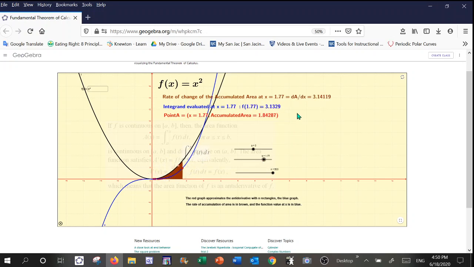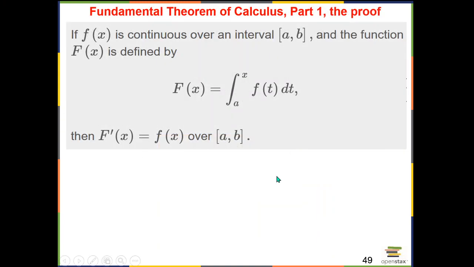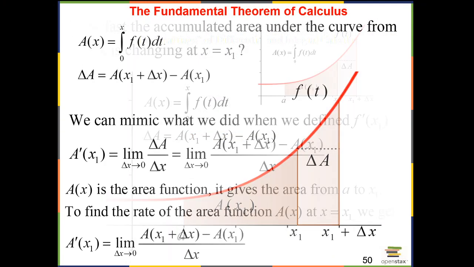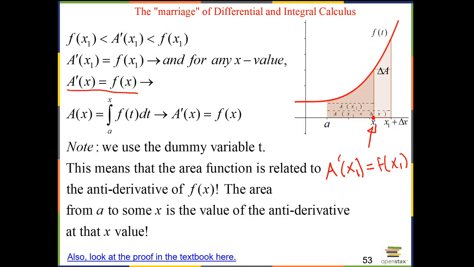You see that? The values are basically the same. This is the function value. This is f of this b value. And this is the rate of change of area at that point. And they're the same. Okay, so that's the idea of the fundamental theorem of calculus part 1. And we just proved it.